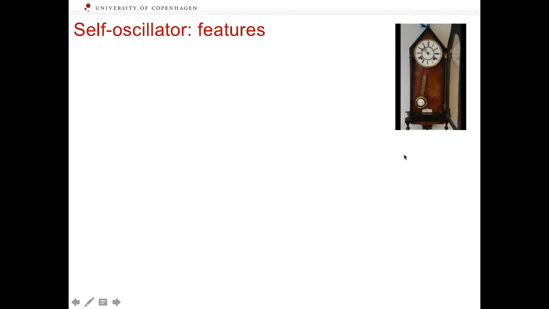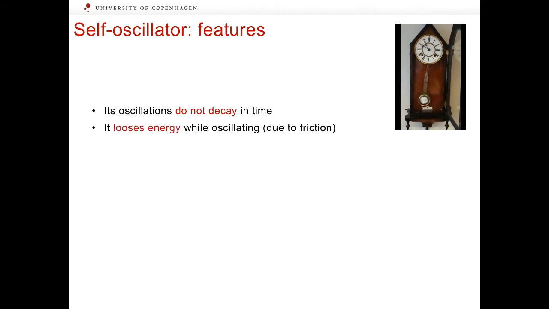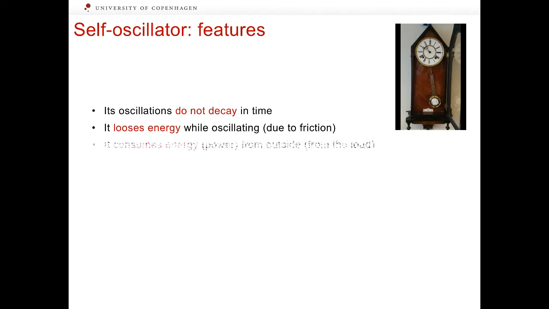There are a number of features that a self-oscillating system possesses. First of all, their oscillations do not decay in time. Second, they lose energy while oscillating, which means they possess dissipation. In mechanical systems, such as the clock shown, the energy is lost due to mechanical friction. In electrical devices, it is dissipated due to heat losses, and in biochemical systems, due to less obvious mechanisms.